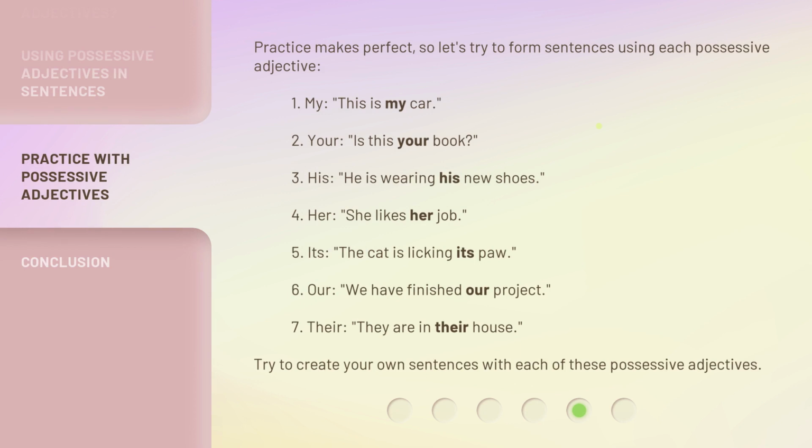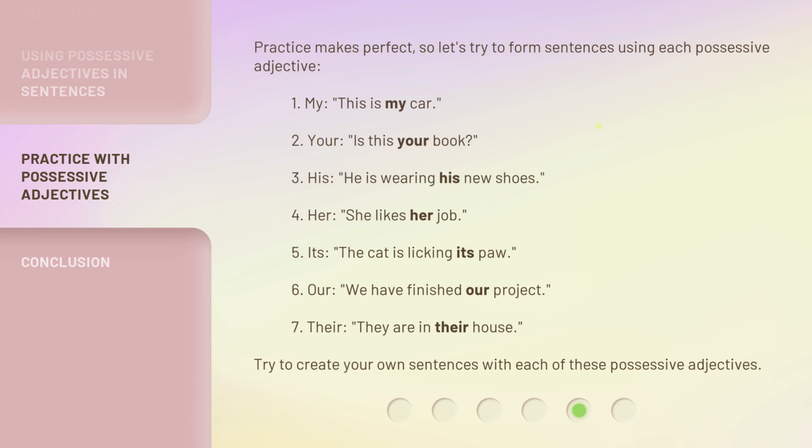Practice makes perfect, so let's try to form sentences using each possessive adjective. 1. My. This is my car. 2. Your. Is this your book? 3. His. He is wearing his new shoes. 4. Her. She likes her job.